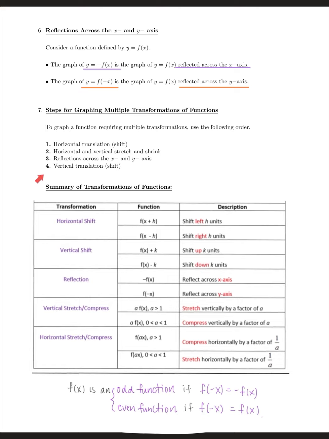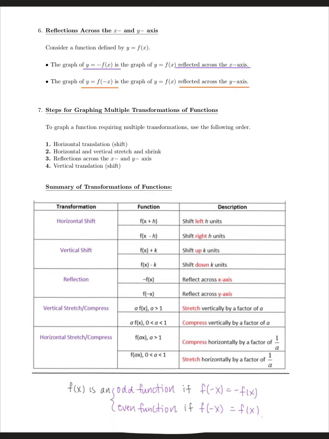Now, this portion here is just typical guidelines on how to transform your given graph, but you don't necessarily have to follow this order. But anyways, here is the summary of all the things that we talked about.